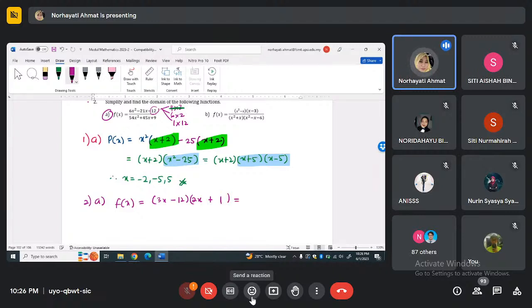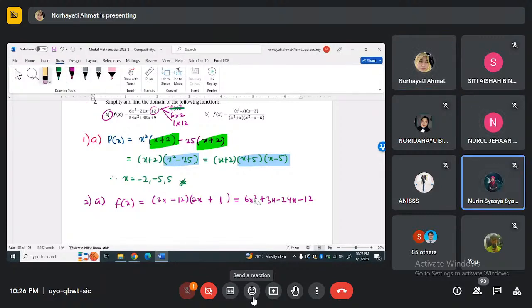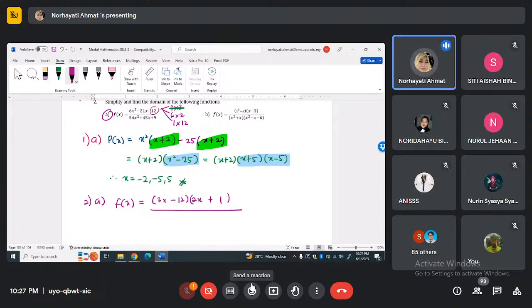Kalau kita kembangkan, kita dapat 6x square plus 3x minus 24x minus 12. So, sama tak dengan atas ni? 3 minus 24 is negative 21. Betul lah? Alright? Ya, sama. Okay. So, untuk factorize, for this one, we try and error. Tapi you dah expert guna calculator, so you can use calculator. But make sure you write the correct number inside the bracket. Okay? Jangan tersalah buat tanda positif negatif pula.